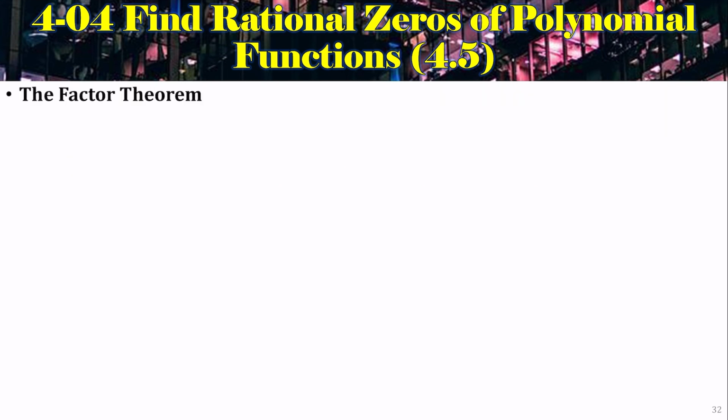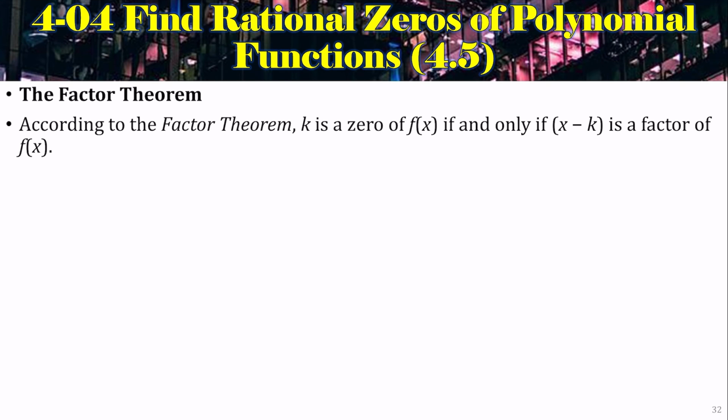We also get the factor theorem, which is kind of just the definition of a factor. It says k is a 0 of f of x if and only if x minus k is a factor of f of x. So we're saying if the remainder is 0, then it's a factor, and k is a 0. What's a 0? A 0 is the value of x that makes your function equal 0. So k is a 0, or makes it equal 0, if the remainder is 0.